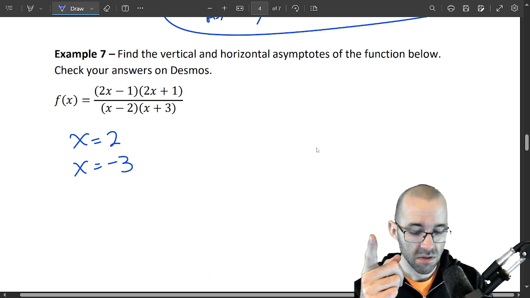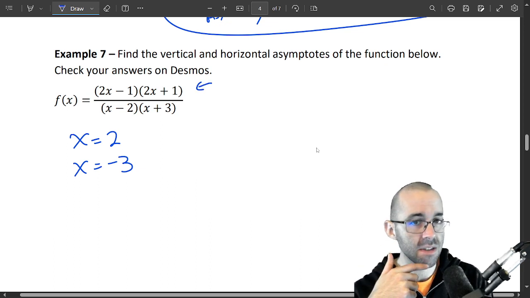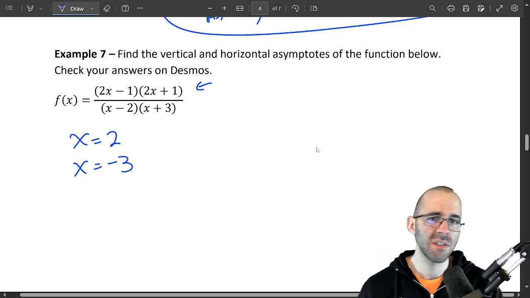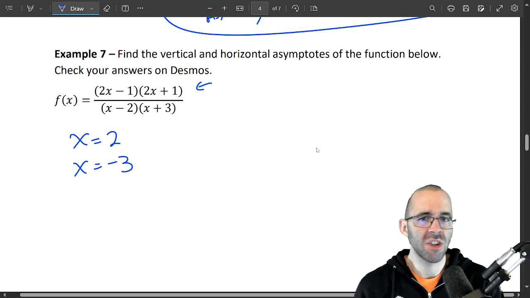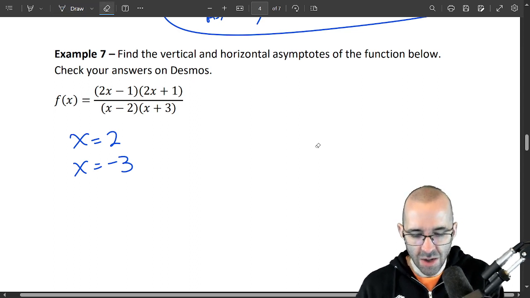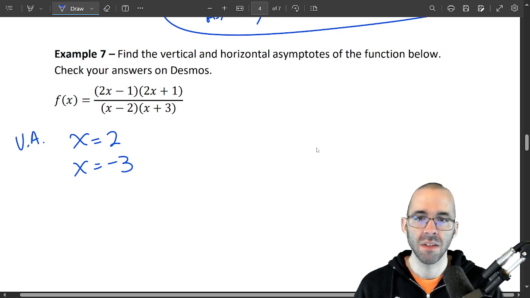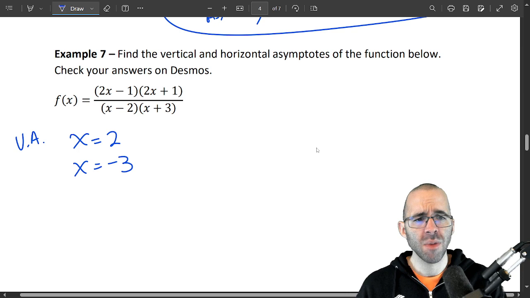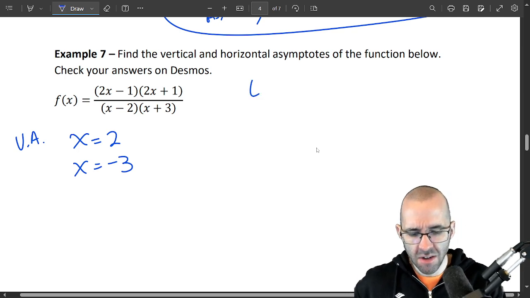They're holes if the top is also equal to 0 here with at least as much multiplicity. But there are no common factors. They don't share any factors anyway, so we don't have to worry about any holes. These are our vertical asymptotes. To find the horizontal asymptotes, we need to find the long run behavior.